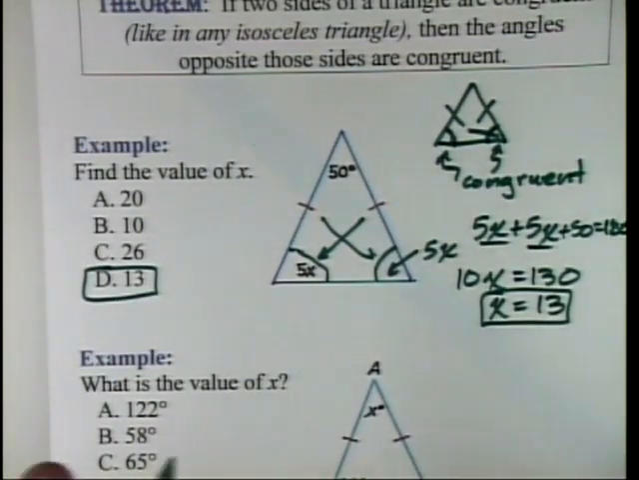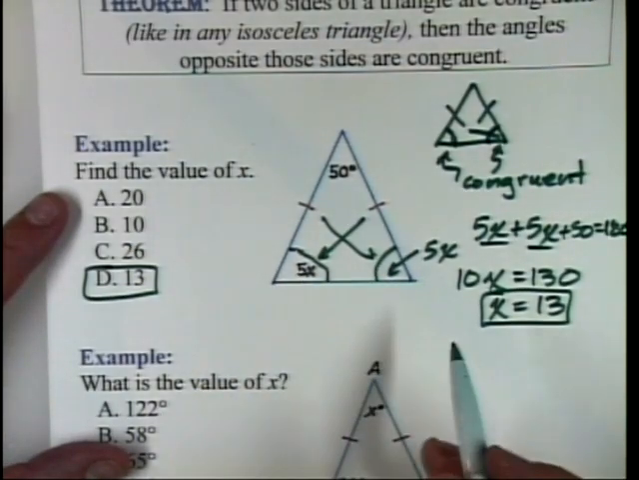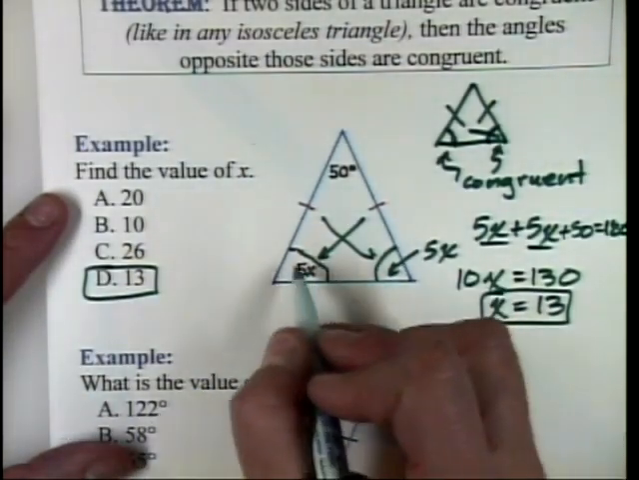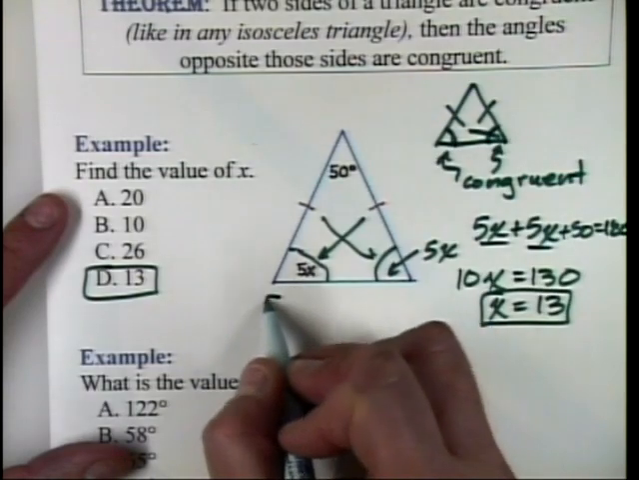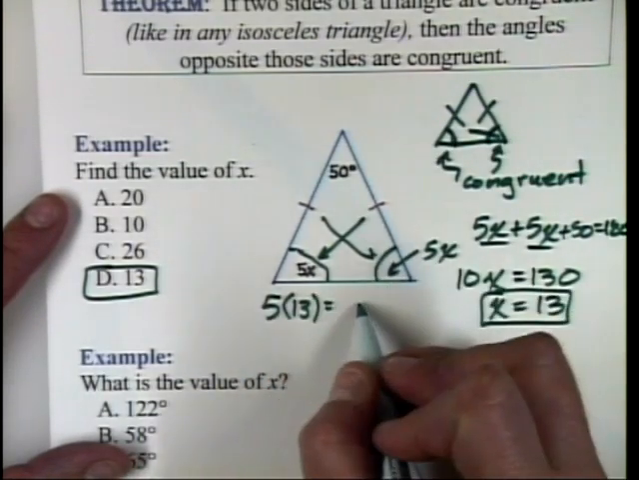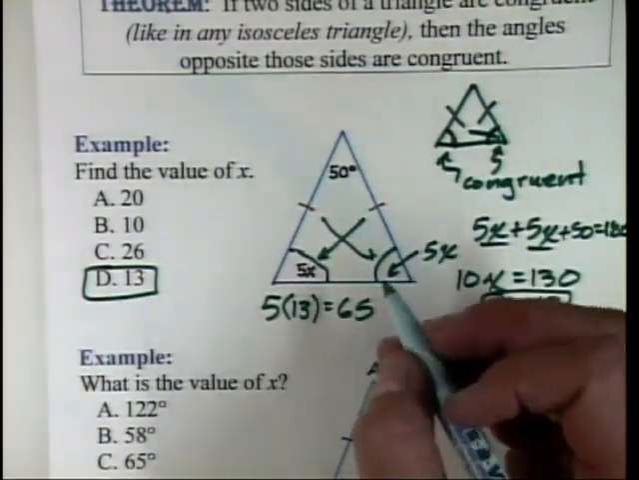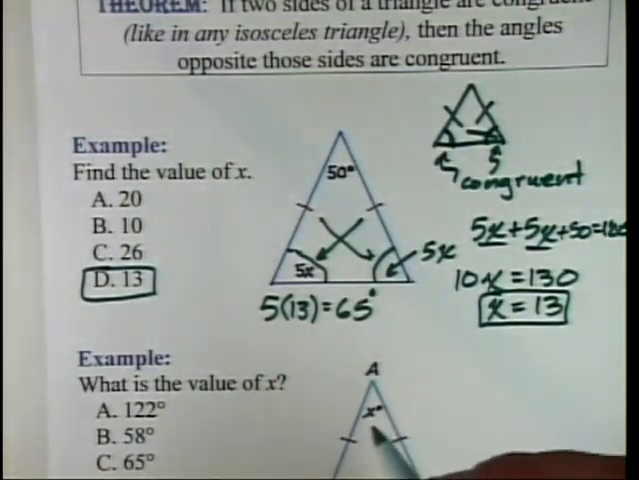Now, the question could be asking for what the measure of one of the two congruent base angles is. Well, then I would have to say the base angle is not x. It's 5 times x, which in this case, x is 13. So I'd get a different answer. I'd get 65 degrees. Okay, so make sure that you're answering the question.